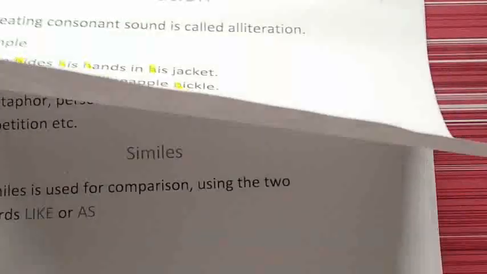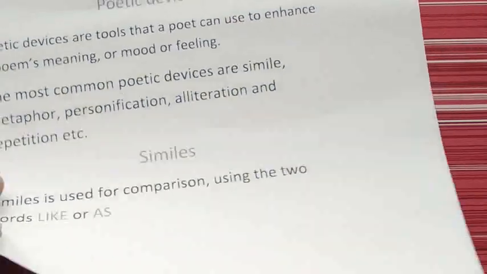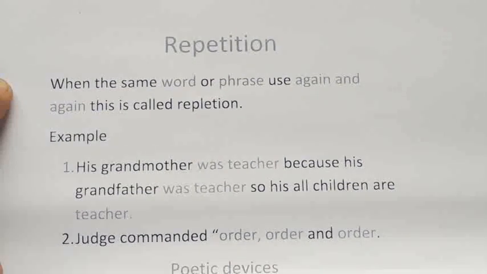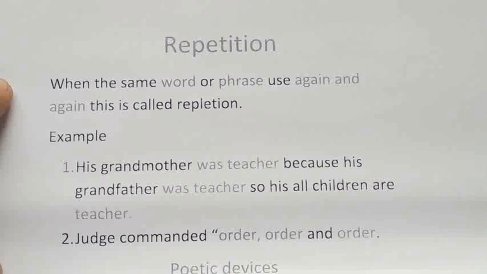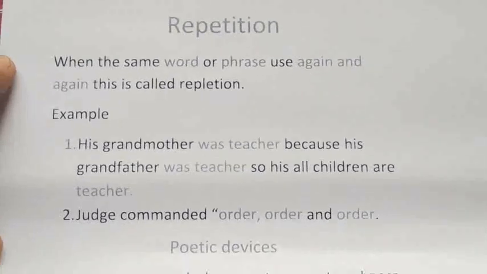But be careful. Alliteration and repetition are different things. What is the meaning of repetition? Repeat again and again, the things will just repeat. That is repetition. When the same word or phrase is used again and again, this is called repetition.